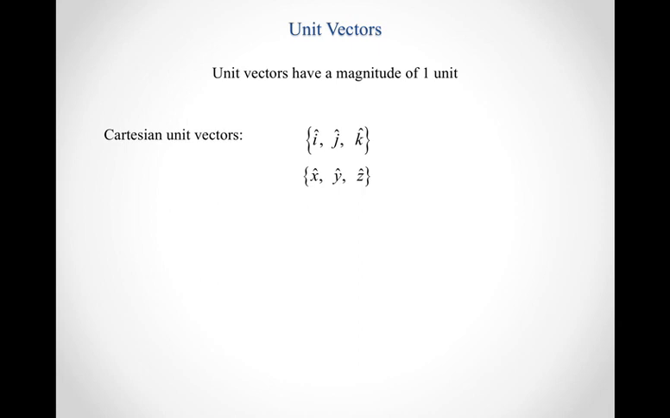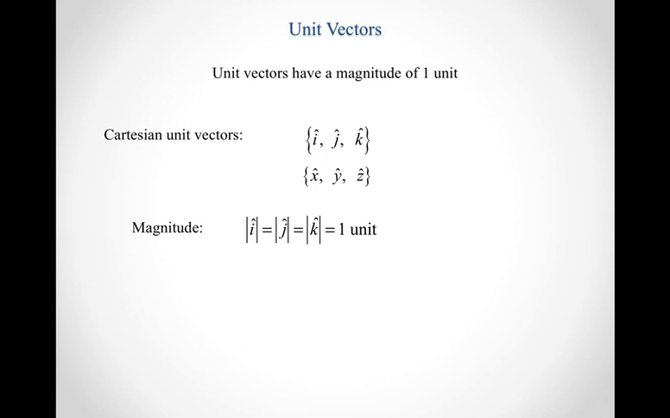Now the other thing I'll point out, you'll notice that when we've drawn a vector, it has a vector symbol that looks like a little arrow. A unit vector has this hat symbol. This little hat symbol helps denote that something is this special type of vector known as a unit vector. All of these Cartesian unit vectors have a magnitude of 1 unit.